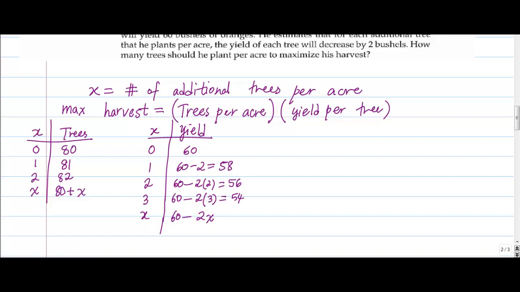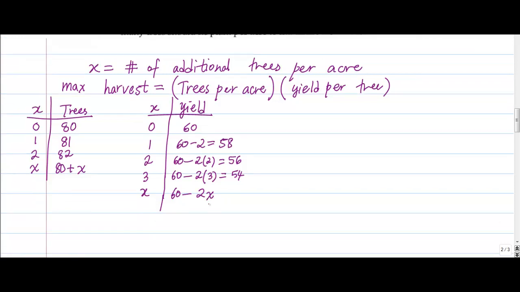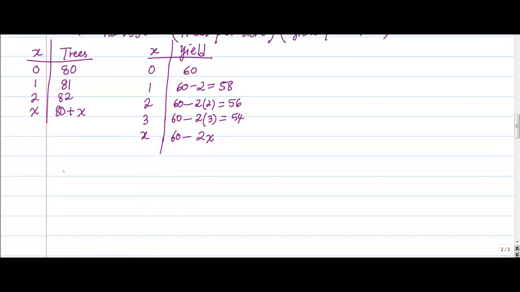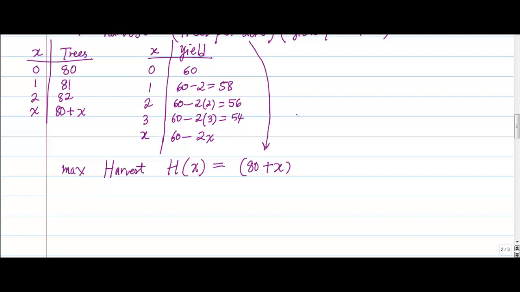That is the yield. So now we can put all this together and look at our harvest. So we want to maximize the harvest. Let me just call that H of X, capital H of X, is the number of trees per acre. So that's 80 plus X. And the yield per tree is 60 minus 2X.